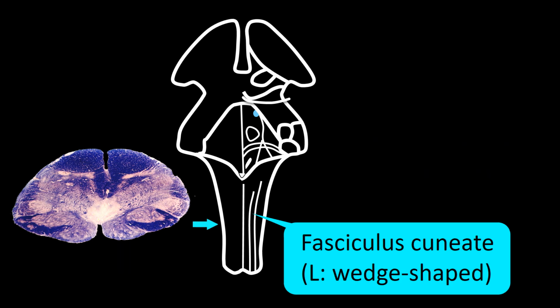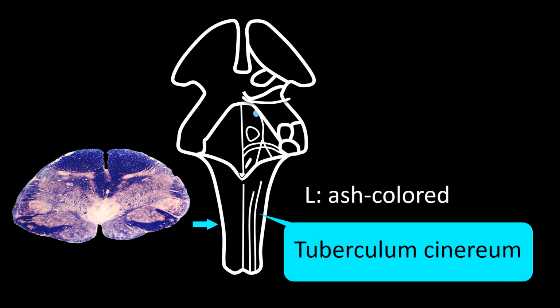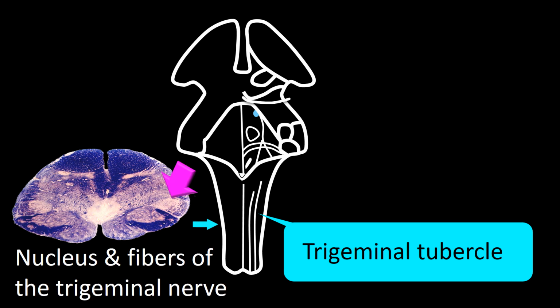To the side we have the fasciculus cuneatus. As you can see at this level, the fasciculus cuneatus has a significant number of fibers, certainly more fibers than the gracilis. The third structure is the tuberculum cinereum, also called the ash tuberculum or the trigeminal tubercle. This bulge is produced by the nucleus and fibers of the trigeminal nerve.